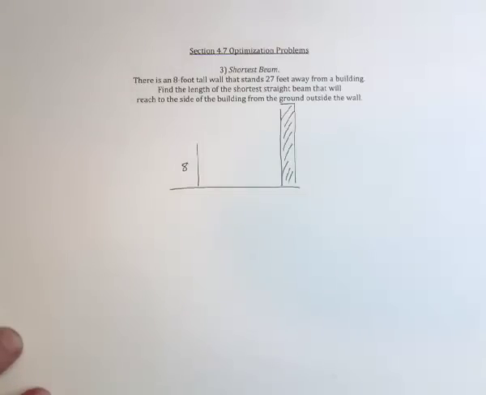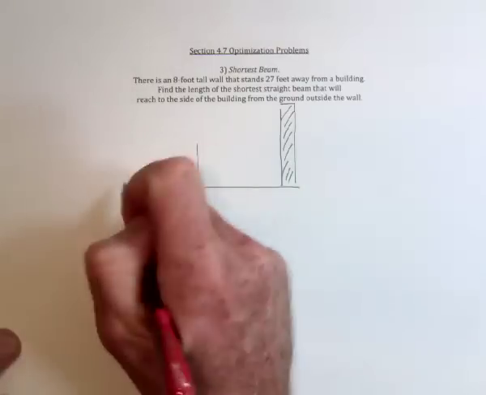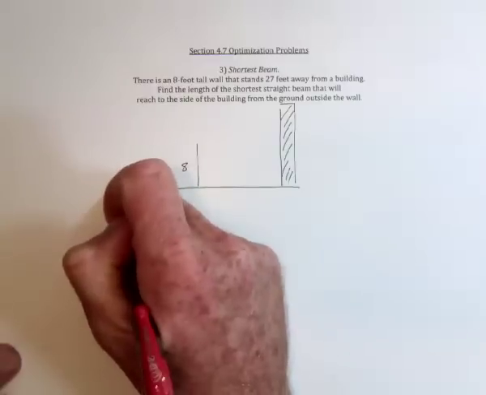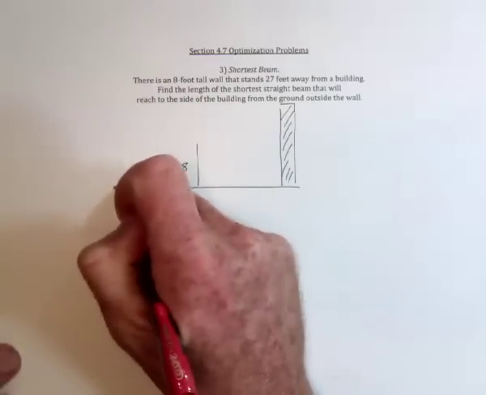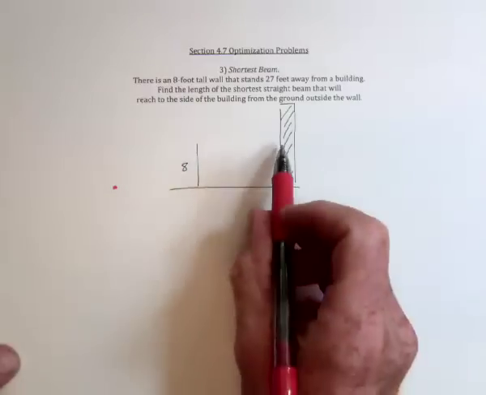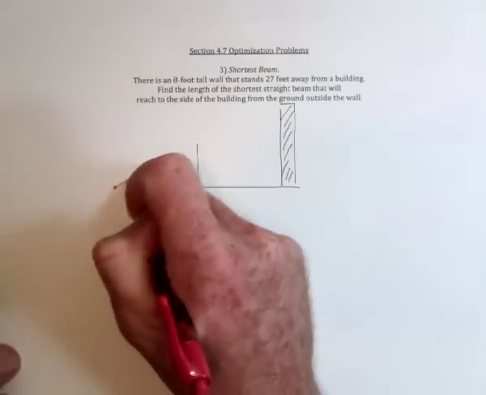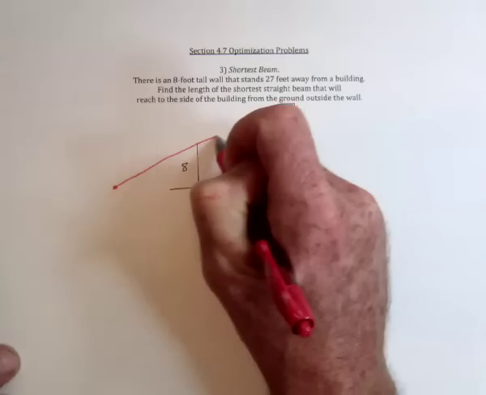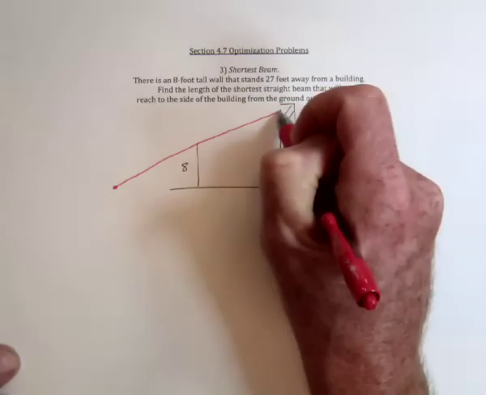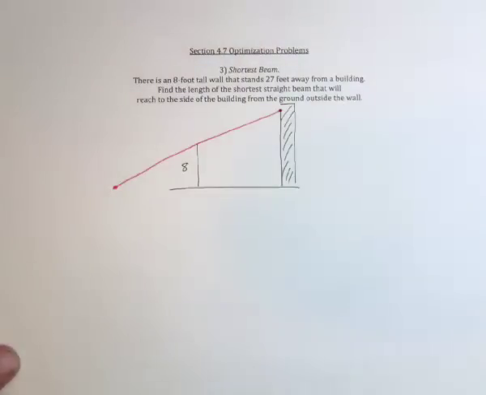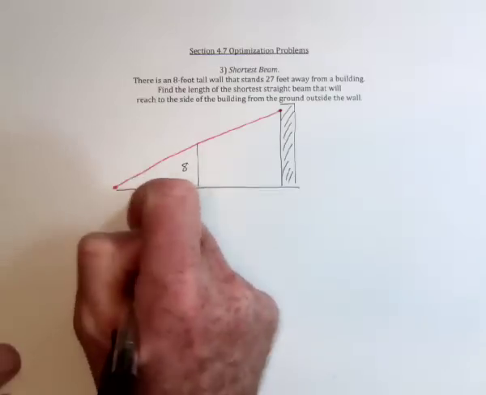And then the beam has to go from the ground outside the wall. So from out here somewhere, it has to hit the ground. I guess this person is trying to break into this building. They need to get over this wall, and they've got a plank of wood, and they need to know how long this wood has to be so that they can get over the wall and then get to that building. So I need to extend the ground here.